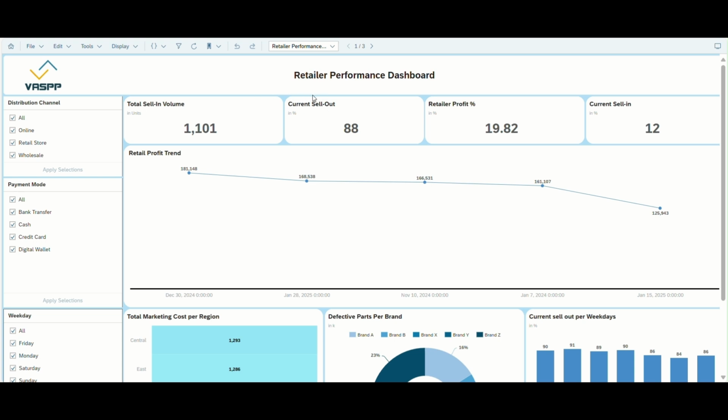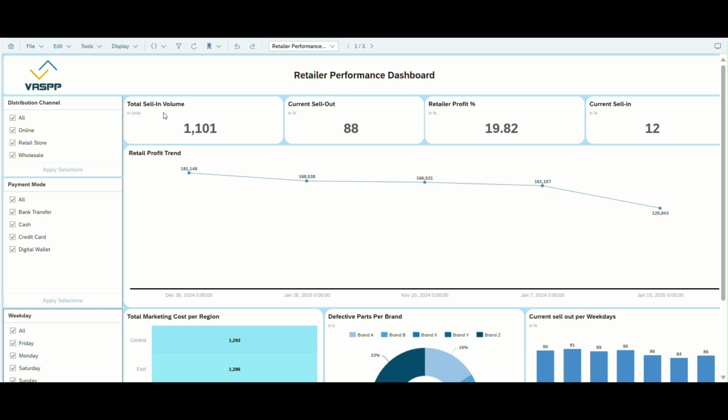First up, we have total sell-in volume, sitting at 1,101 units. This is your high-level supply-side metric, the total number of units pushed into retail channels over the period. For your logistics and sales ops teams, this tells you how much inventory is flowing downstream. It answers, how much product are we placing on shelves and how fast is it moving out?